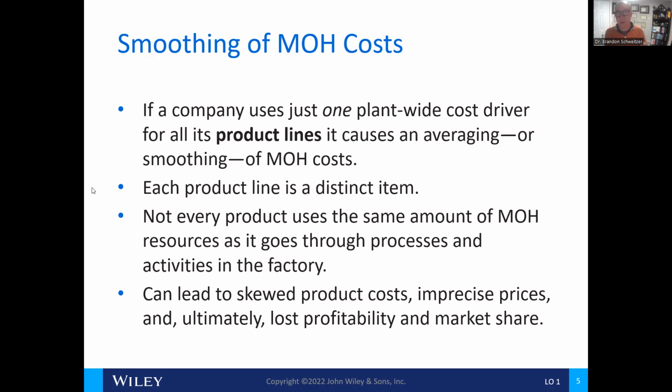If a company uses one plant-wide cost driver for all product lines, it will cause an average, also known as smoothing. It can also lead to skewed product costs, inaccurate or imprecise prices, and ultimately lost profitability and market share. And that, of course, is because we're averaging.